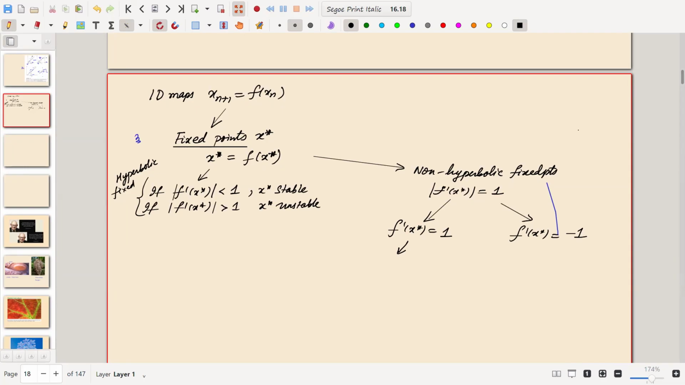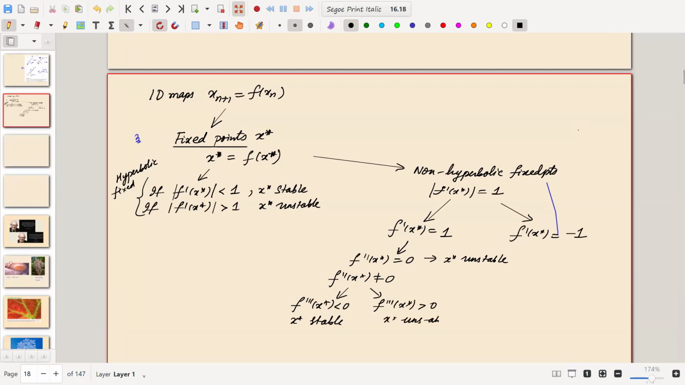Yes, you go to the double derivative. If the double derivative is not equal to 0, straightforward you can say it is unstable. If the double derivative is equal to 0, then you have to take help of the third derivative. So if f triple prime at x star is less than 0, x star is stable. And if f triple prime at x star is greater than 0, it is unstable. Agree? This is the case for f prime at x star equal to 1.